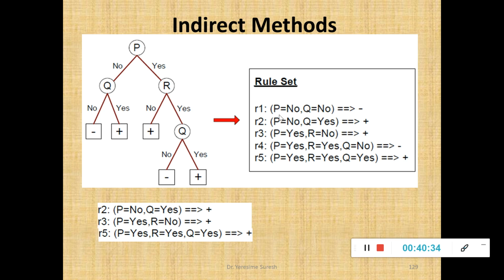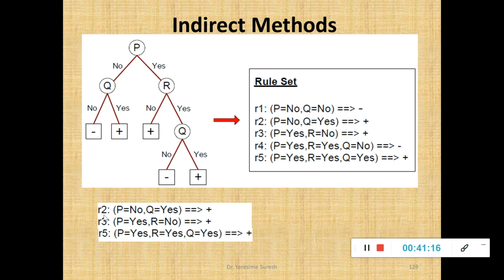This is how I can simplify the rules in my indirect methods. So please remember, this instance with respect to attribute condition Q is equal to yes will always lead to a positive class label. So I can minimize the rule antecedent. How? I can write R2 dash as Q is equal to yes directly. Why? Because P is equal to no has no impact on the class label. P is equal to no also it will be positive, P is equal to yes also it will be positive. It will only depend on Q. Whenever Q is yes, it becomes positive. If Q is no, it becomes negative. So it depends on Q is equal to yes.